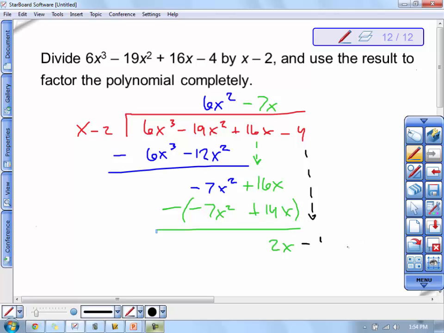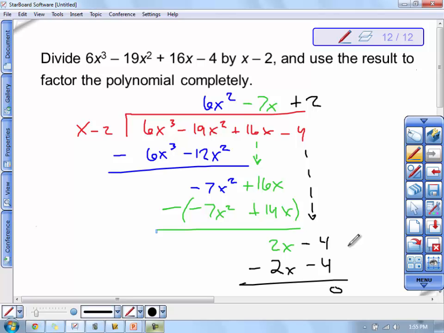Drop the next term. Now what do I multiply by x to get 2x? Well, that'd be 2. 2 times x gives me 2x. 2 times negative 2 gives me negative 4. When I subtract, I get no remainder. Okay? So this is what long division looks like.